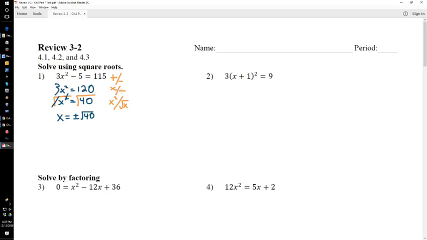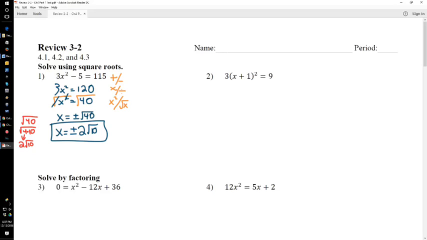The very last thing we need to do is reduce that radical. So the square root of 40, the largest perfect square that I can pull out of 40 is 4. So it's the square root of 4 times 10. We pull the 4 out and it becomes a 2, so 2 times the square root of 10. So the answer, when we're all said and done, is x equals plus or minus 2 square root of 10. Okay, that would be number 1.